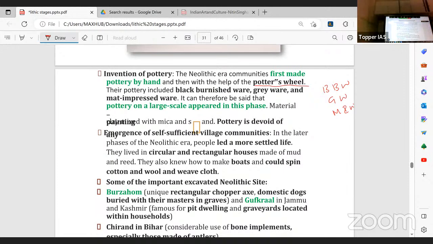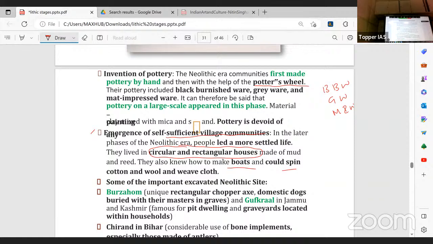So then one more important characteristic is the emergence of self-sufficient village communities. Earlier they were nomadic or lived in rock shelters, right? So basically they led a more settled life. They used to live in circular or rectangular houses which were made of mud, not brick. Only mud, and they knew how to make boats, and they could even spin cotton, wool, and weave cloth.